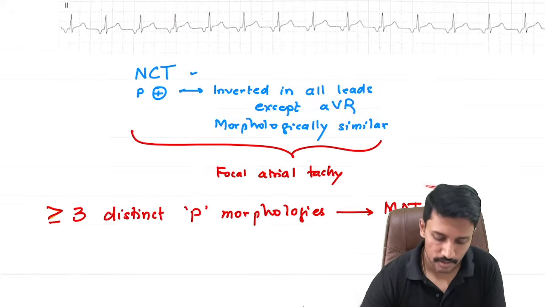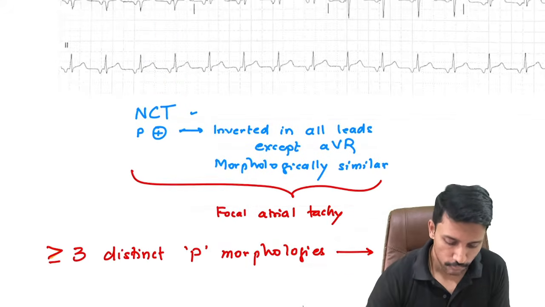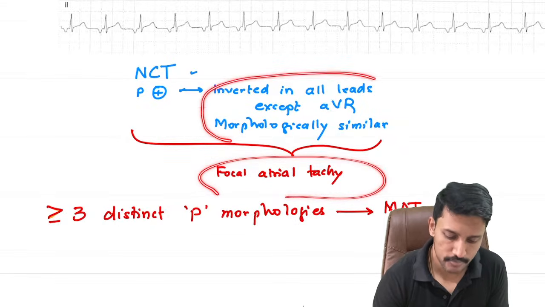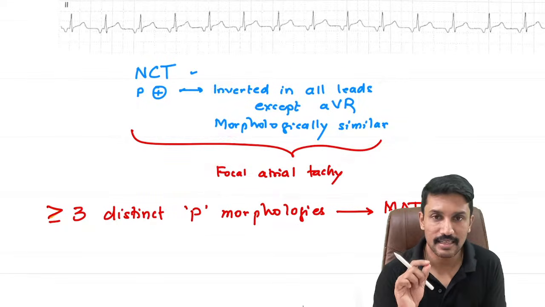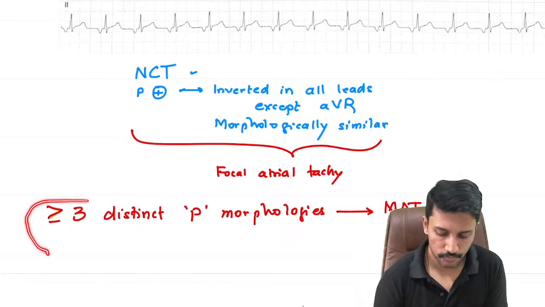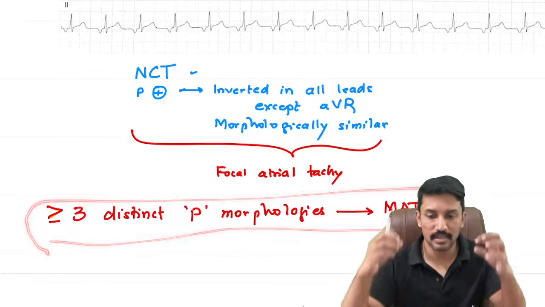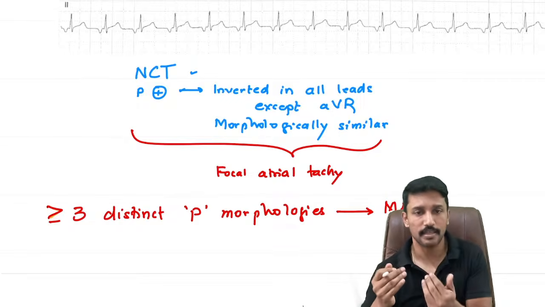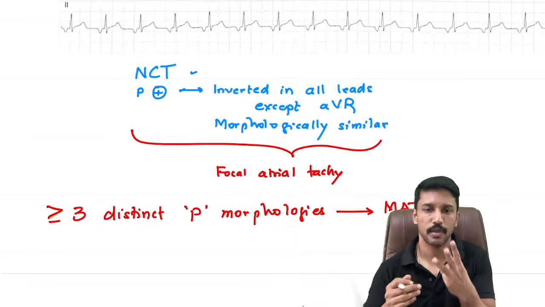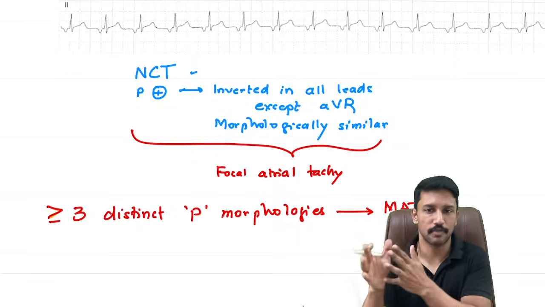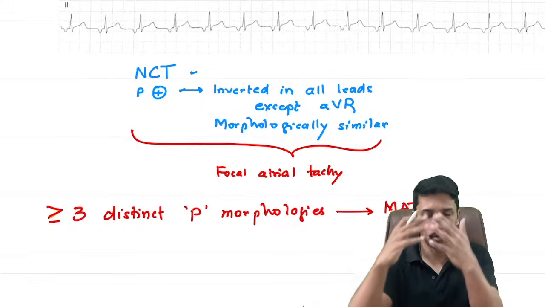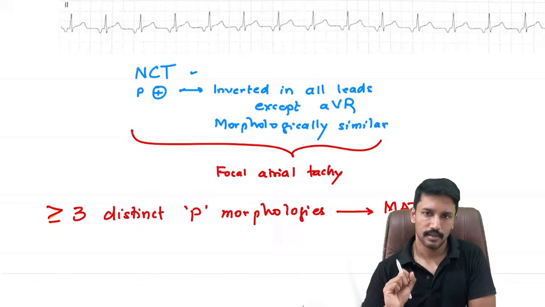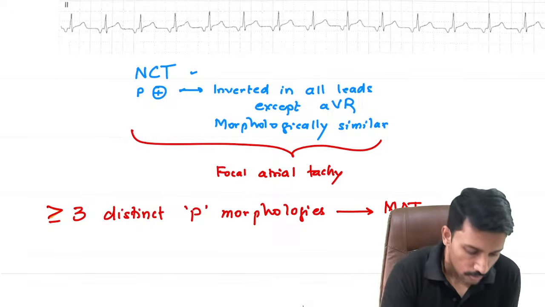So how is MAT different from focal atrial tachycardia? The main thing is that in focal atrial tachycardia, all the P waves look the same, morphologically similar. But in multifocal atrial tachycardia, because there are multiple foci, all the P waves are not going to look the same. So to diagnose, I need to identify at least three P waves which are not looking the same. One is upright, one is inverted, one is tall. Three different shapes, then it is multifocal atrial tachycardia. Okay, now going back to the ECG.